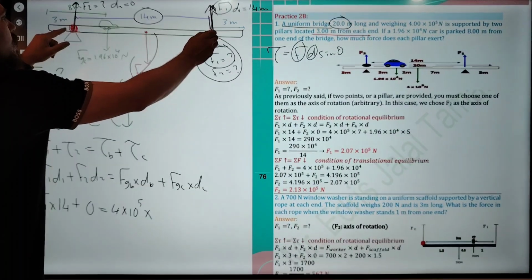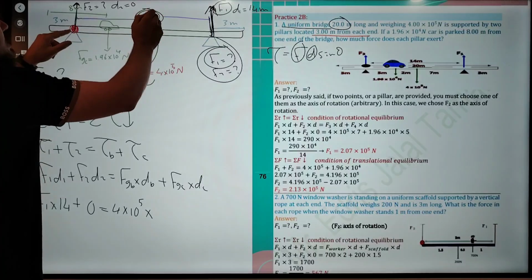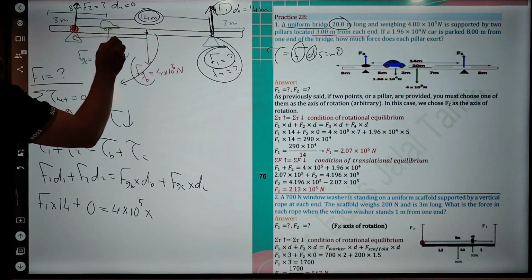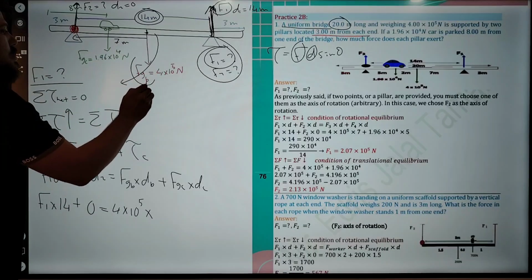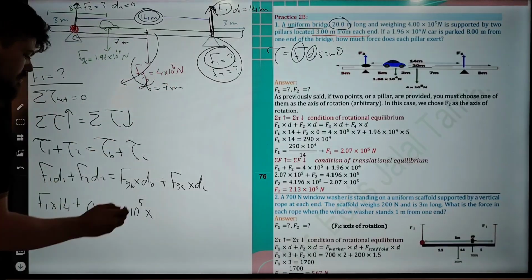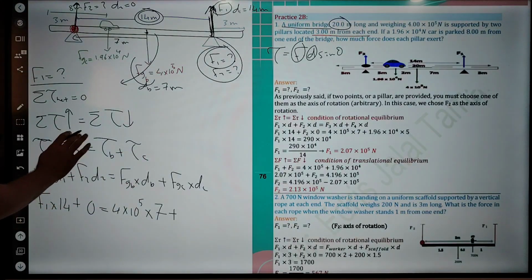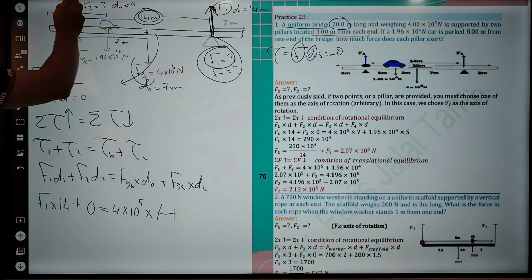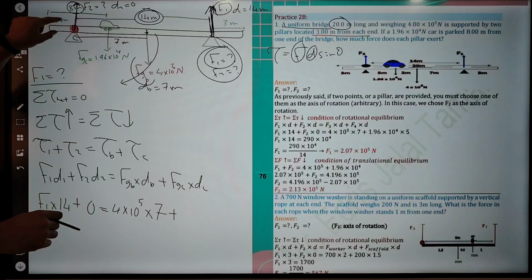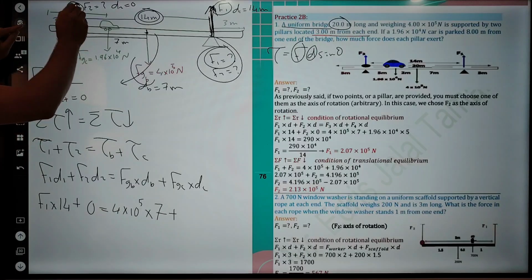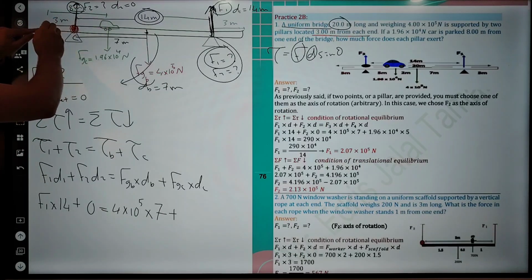If the distance from the first pillar to the second pillar is 14 meters, okay, you have to divide this 14 by 2. So what remains? 7 meters. The distance of the bridge is equal to what? 7 meters. Plus the distance of the car. Be careful, this is very important. Don't use this 8 meters, please, because the distance of the car was given from the end, not from the pillar. The distance of the car is 8 meters from this end.